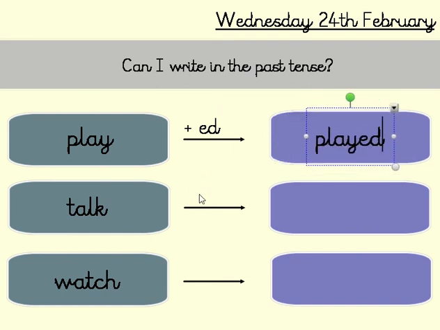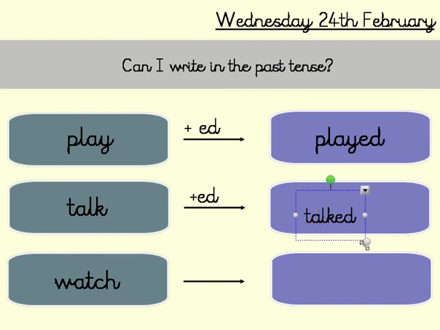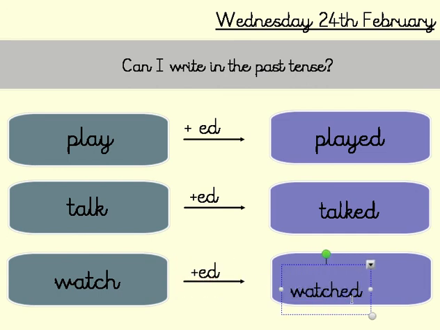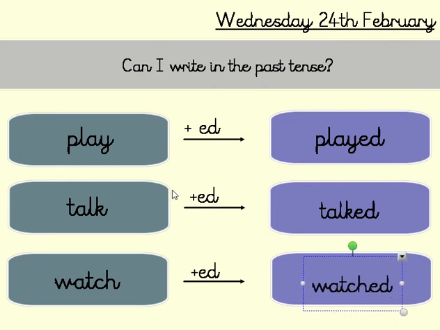So I played with my friends. Same with talk. I add ed. So talk becomes talked. Okay, and it sounds like a t sound, but look, it's ed. And watch becomes, that's right, watched. And it does sound like a t, but it's not. So watched. So some verbs are really easy to make sound the past tense, so to create the past tense.